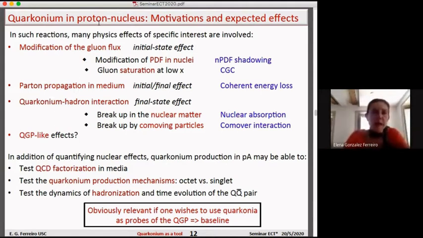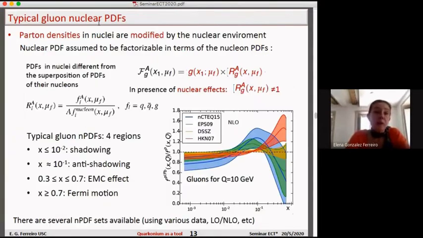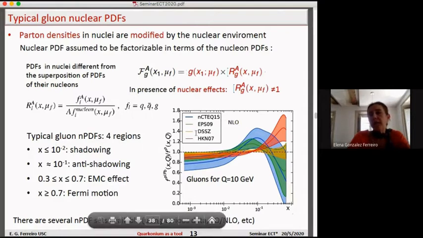I'm going to speak a little bit, first of all, of the nuclear PDFs. As I told you, the parton densities in nuclei are modified by the nuclear environment, and the nuclear PDFs are assumed to factorize in terms of the nucleon PDFs. If you take the nuclear PDF divided by the nucleon one multiplied by the number of participants, and you obtain 1, that means that there are no nuclear effects. But in fact, you obtain results different from 1. Here are some of the typical ones that are in the market.